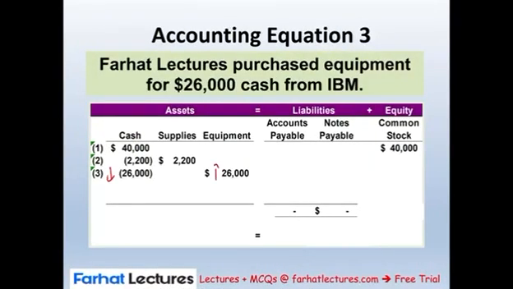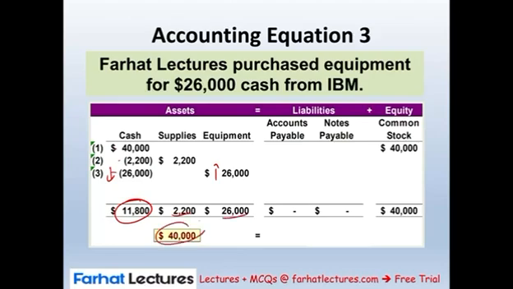Cash went down, equipment went up. Now we have cash of $11,800, which is 40,000 minus 2,200 minus 26,000. Supplies 2,200, equipment 26,000, a total of 40,000. Nothing happened under liabilities, and we still have $40,000 of common stock that we issued initially.